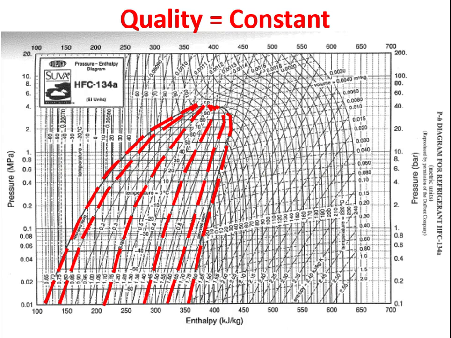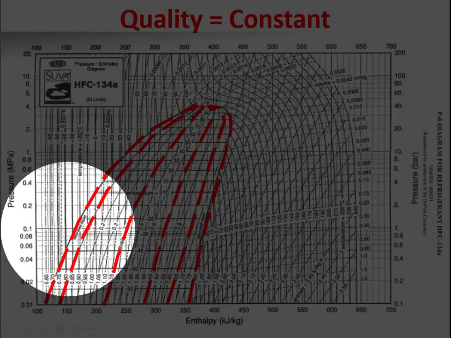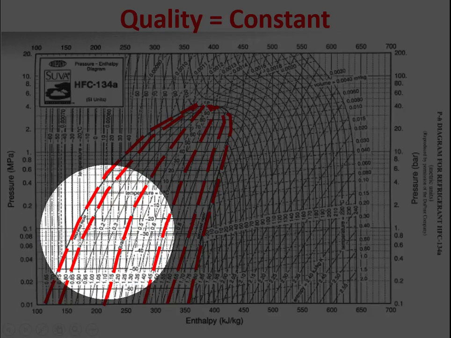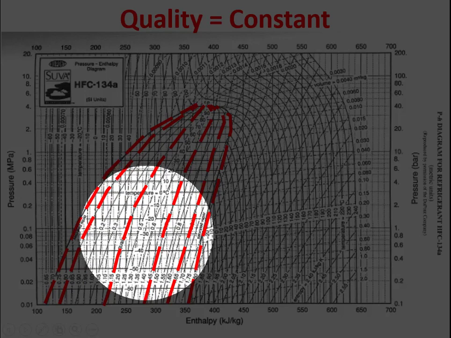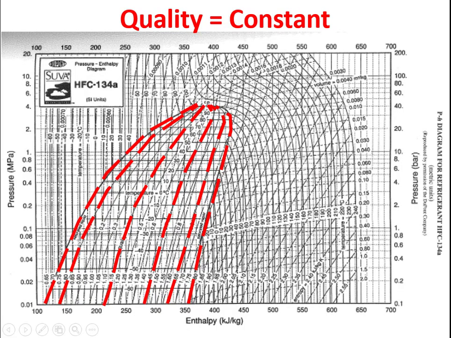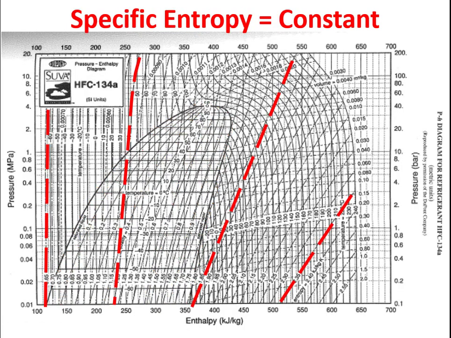If I'm looking for quality, quality only makes sense to talk about when I'm under the vapor dome. So here I look as I move from left to right. You can see quality: 0.2, 0.3, 0.5, 0.6. So I can measure the quality looking under the vapor dome. I can find specific entropy, and the slope of these lines is sort of changing.